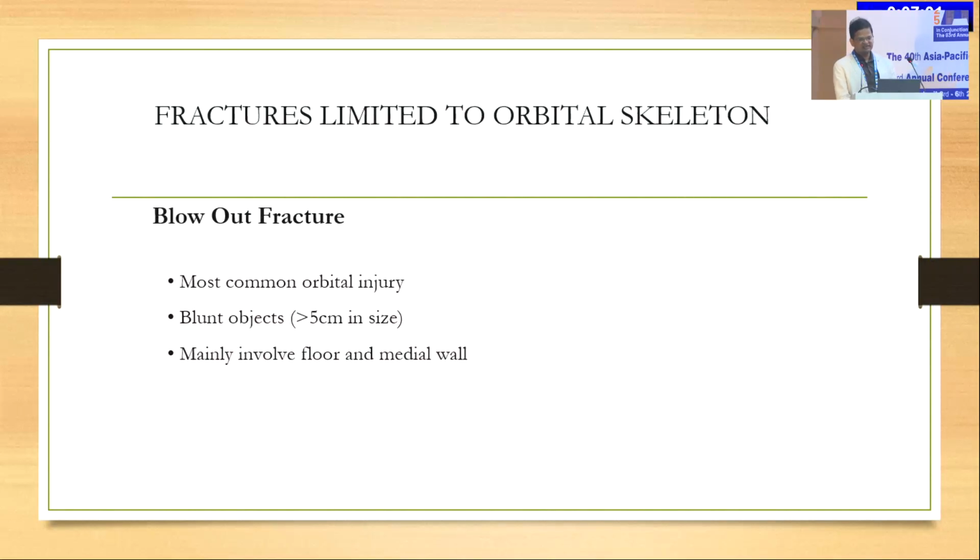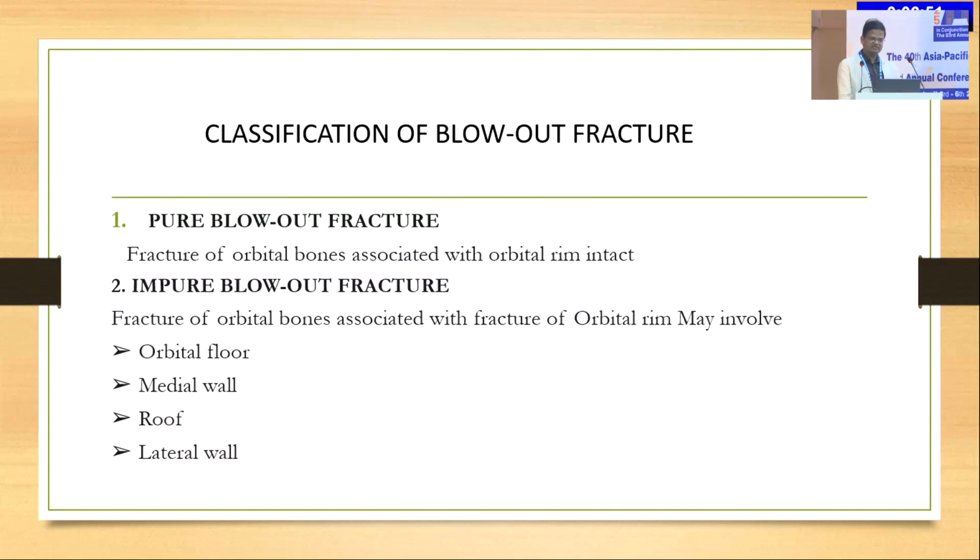The most common fracture we encounter is the blowout fracture, which is the most common injury in the eye. It can involve all the walls, but mostly the floor and medial wall are involved. It can be a pure fracture or an impure fracture. A pure fracture means the orbital wall is fractured but the orbital rim is intact. Whereas an impure fracture is where the wall of the orbit is fractured along with the orbital rim.